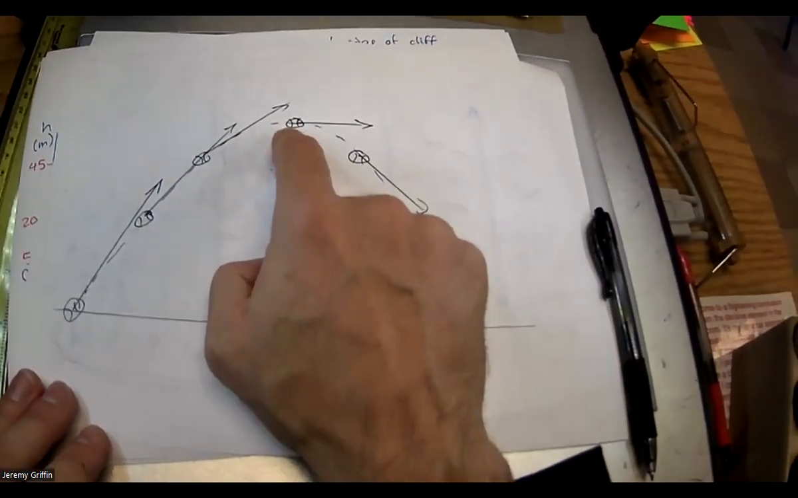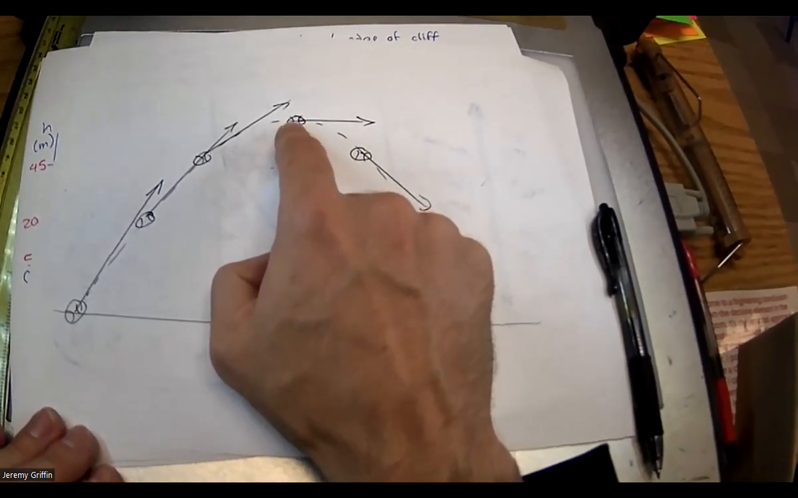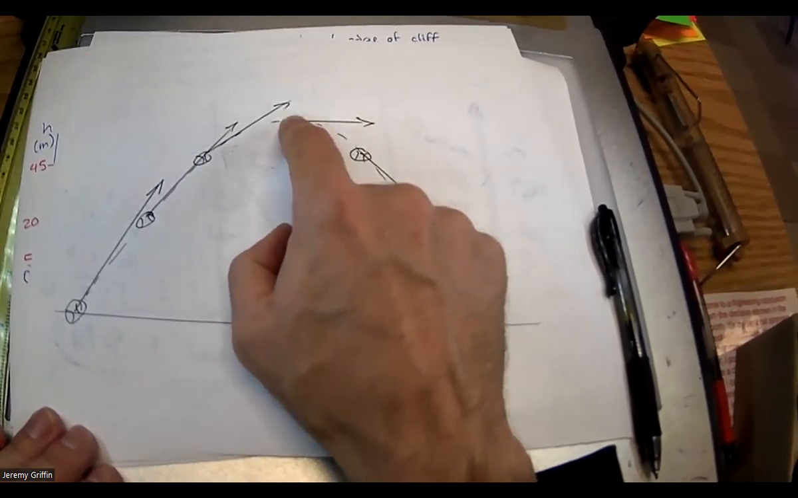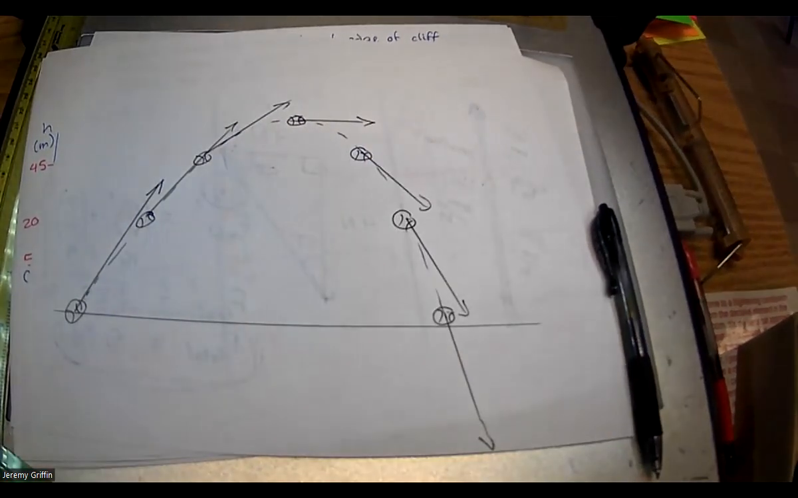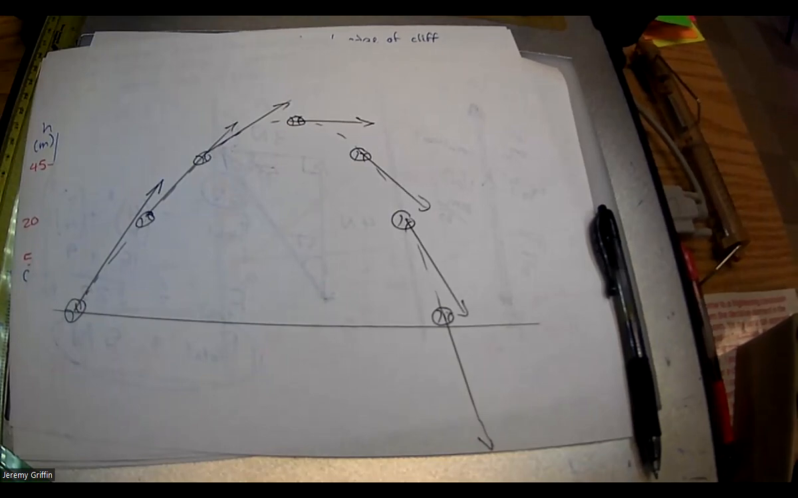And the target question you guys just answered is at the very top, its velocity is entirely what? Horizontal. You guys see horizontal? Right. Okay, let me go one layer deeper of analysis.